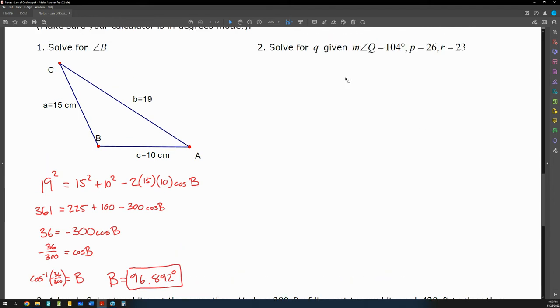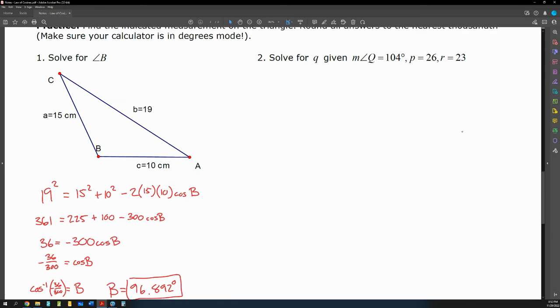Number 2, solve for side length Q, given that the measure of angle Q is 104 degrees, P is 26, and R is 23. Let's go ahead and draw this triangle here. I noticed that the 3 letters that we have here are P, Q, and R. So I'm just going to label the vertices with those 3 letters. It doesn't matter which one you label which, as long as you are assigning those values to the correct spots.